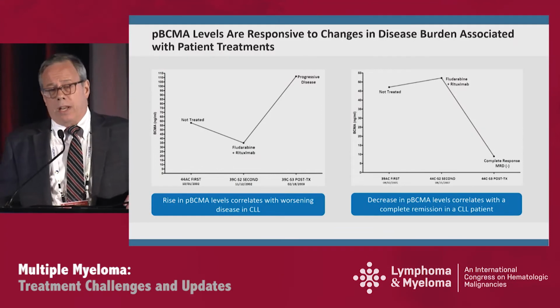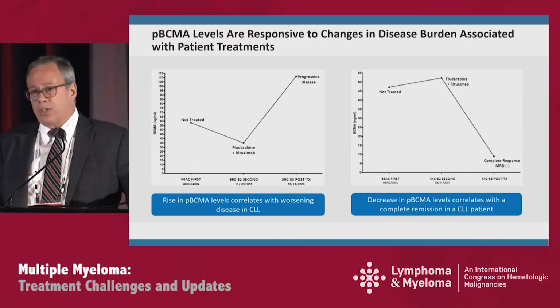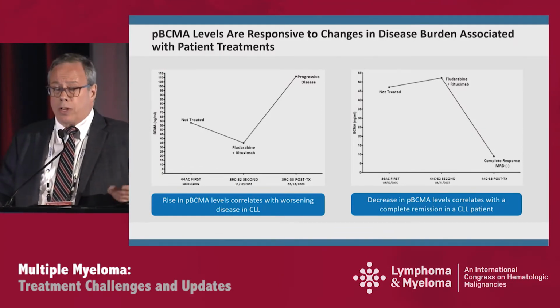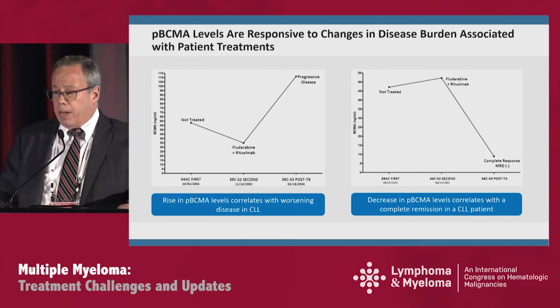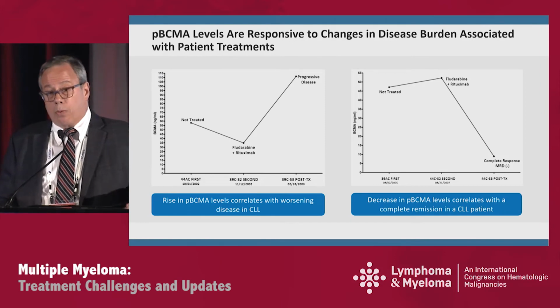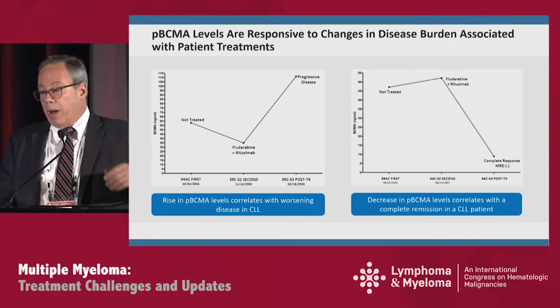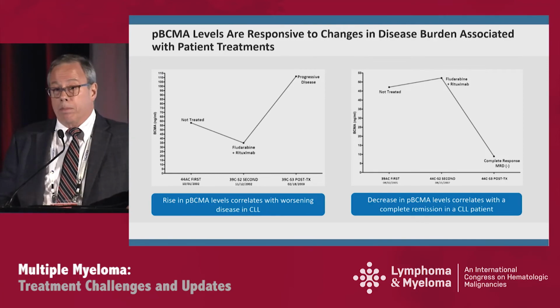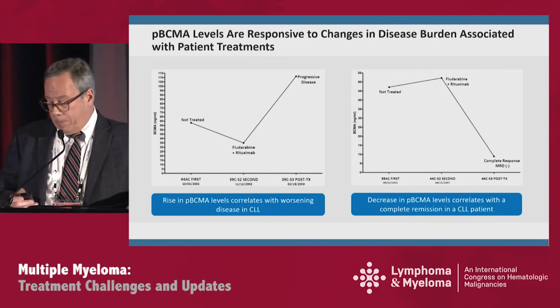We've also looked at individual patients. Admittedly, this series is really anecdotal. I'll show you data on ibrutinib in a minute. But again, it does correlate with changes in disease burden. The left-hand side showing a progressive patient with rises in BCMA. The right-hand side showing a patient going into complete remission with a dramatic drop in BCMA.